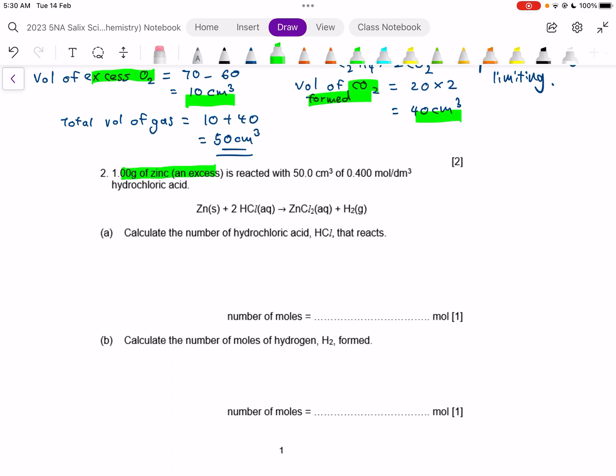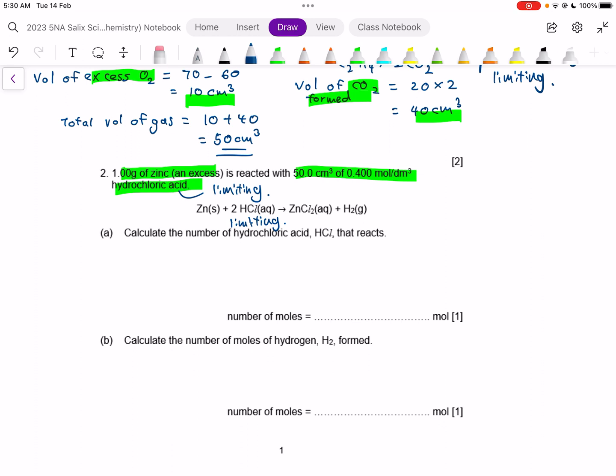It's very obvious that the other one, which is the hydrochloric acid, is the limiting reagent. So HCl is the limiting reagent, and the zinc becomes very much in excess.